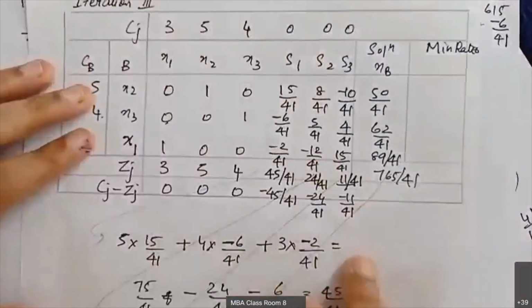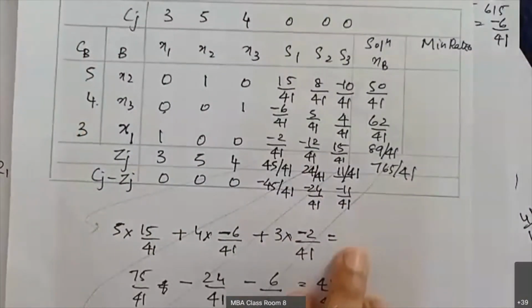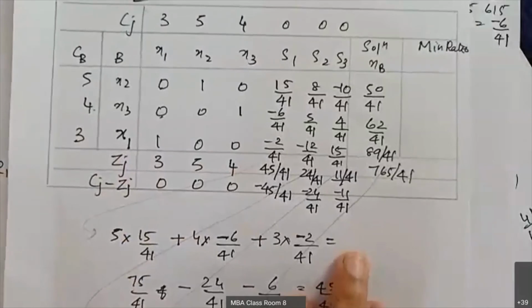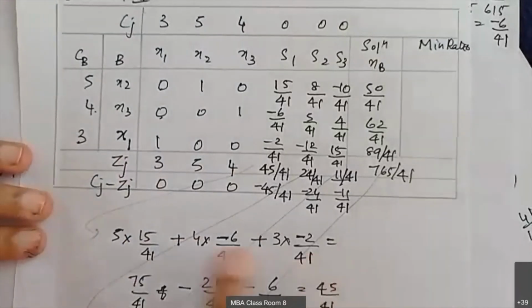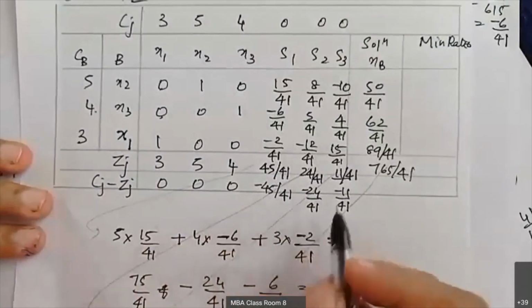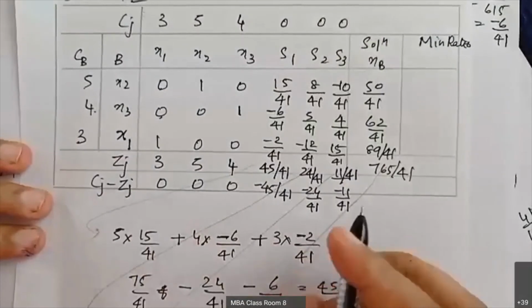Can you tell me the optimality? Is it optimal now? Cj minus Zj. Yes, it is optimal. Why? Because all the values, each number, is either 0 or less than 0. They are negative numbers or 0. So it is optimal. So finally we have reached our solution.